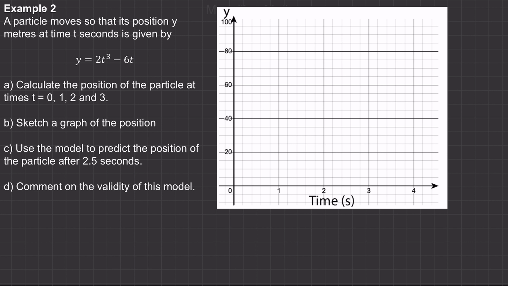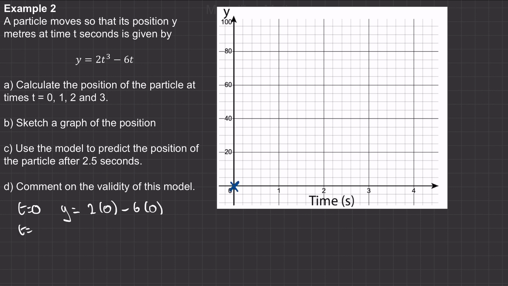Okay, so for question 2, we're told that a particle moves so that its position y meters at time t seconds is given by this formula, y equals 2t cubed minus 6t. And we've been asked to calculate the position of the particle at time 0 to 3. So we'll substitute t equals 0 into our formula for y. This will give us 2 lots of 0 cubed, so 0, minus 6 lots of 0. So this will be at the origin here.